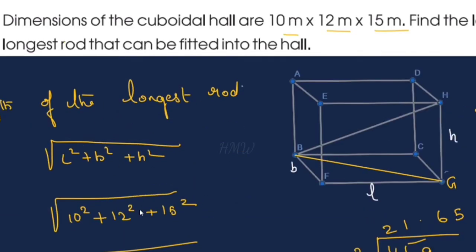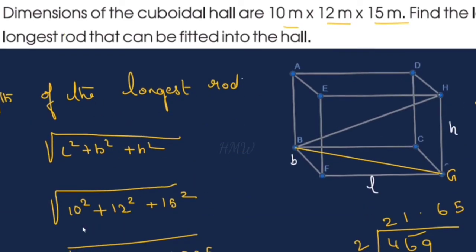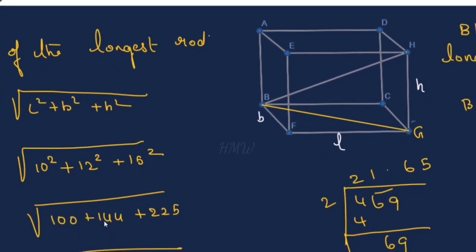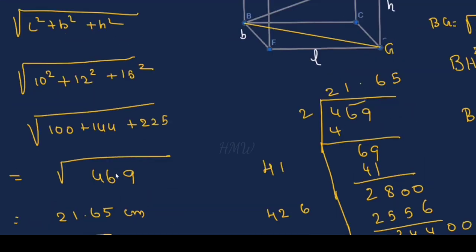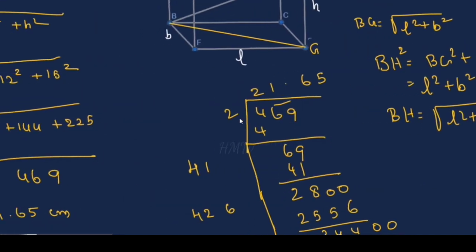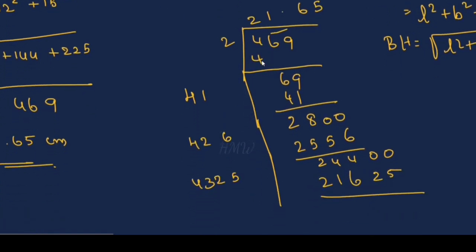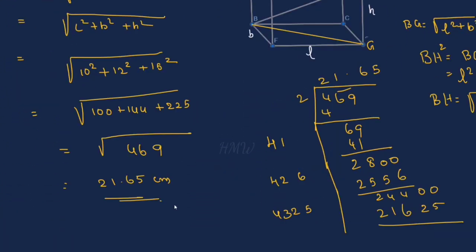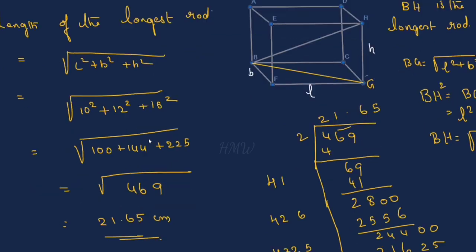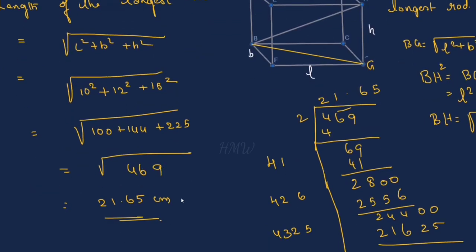Length, breadth and height are given as 10, 12 and 15. So 10 square plus 12 square plus 15 square is 100 plus 144 plus 225, that is 469. So root of 469 is approximately 21.65. So the length of the longest rod is 21.65 centimeter.